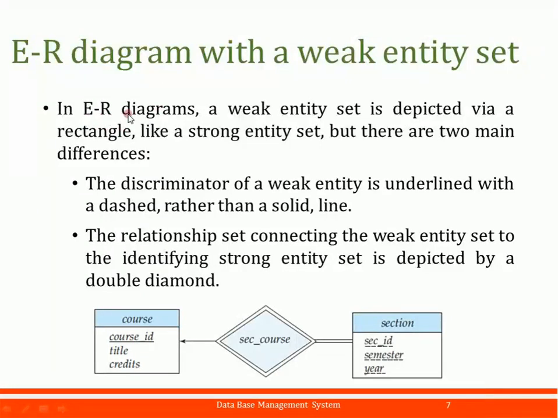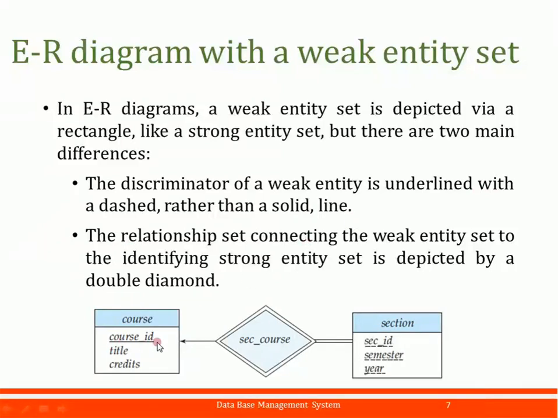In an entity relationship diagram, a weak entity is depicted via a rectangle like a strong entity set, but there are two main differences. The discriminator of the weak entity set is underlined with a dashed line rather than a solid line. So we have already discussed that the discriminator in the section is section ID, semester and year. So here this discriminator of the weak entity set is underlined with dashed lines rather than a solid line.